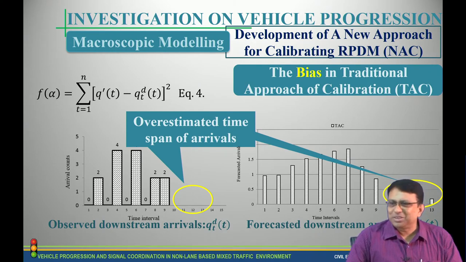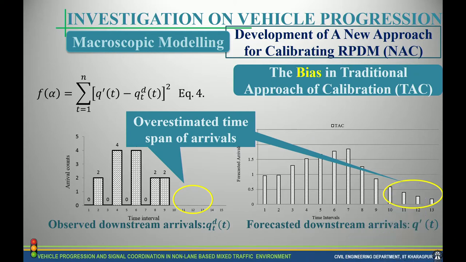Rather than going to the equation and avoiding all those complexities, something readily available for use, right? That was the purpose. Now, if I come to the vehicle progression part, this is what happened in reality. This left side, what you have seen, the observed downstream arrival, is what actually happened in reality. If you use Robertson's model, you get it like this.